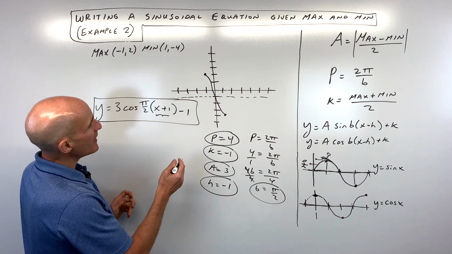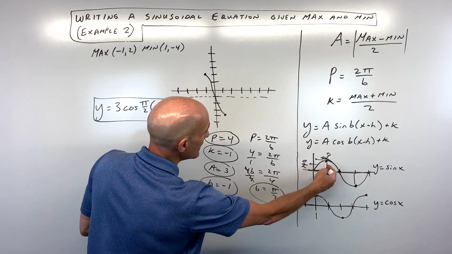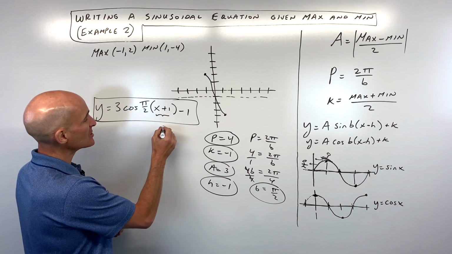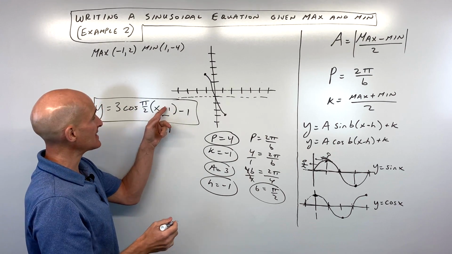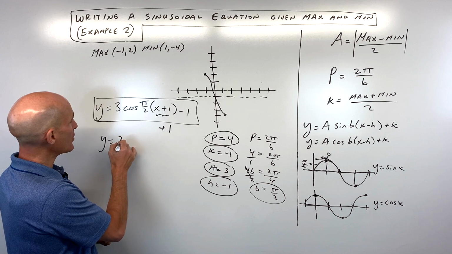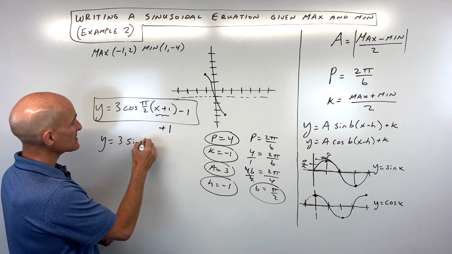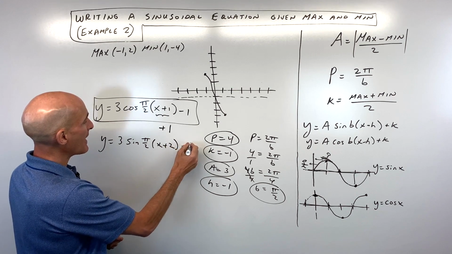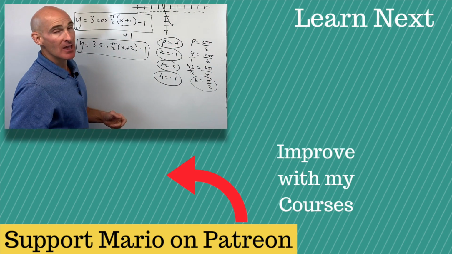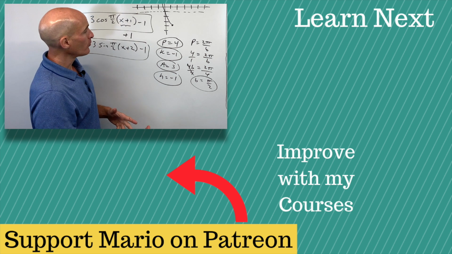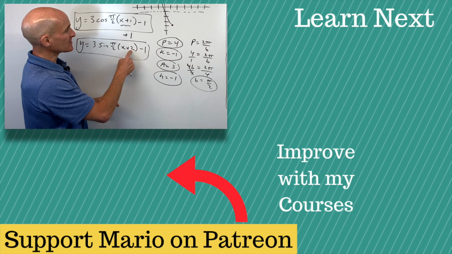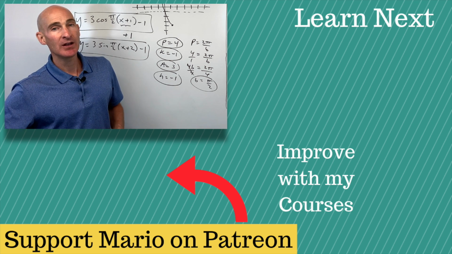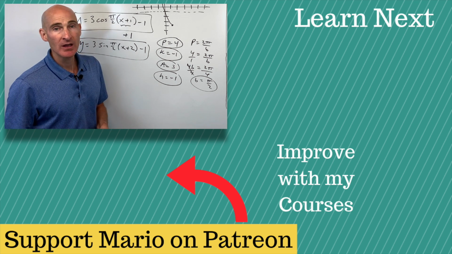So what we would do now is shift it to the left 1. But when you do that, left 1 means you're actually going to be adding 1, because this has the opposite effect. So now we can write our sine graph: 3 sine of pi over 2 times (x plus 2), minus 1, and that's going to be your sine graph. Now again, you can also add multiple periods. You could say if I add 4 here, x plus 6, or if you subtract 4, x minus 2, that would also be an equation of the graph here, and you've got it.